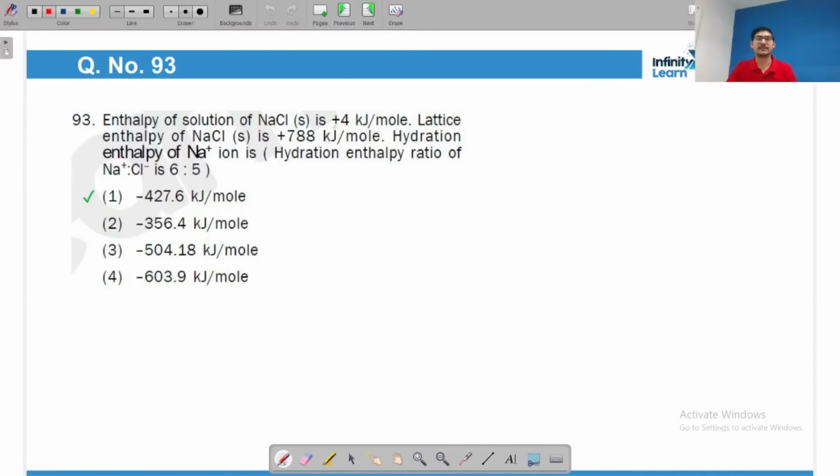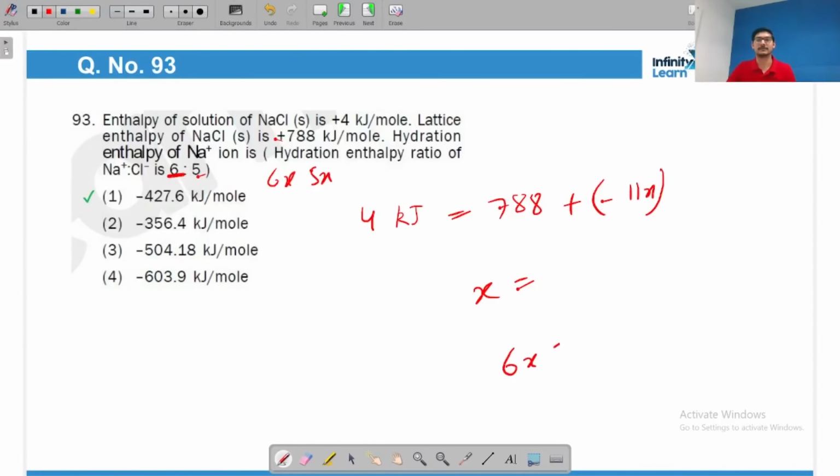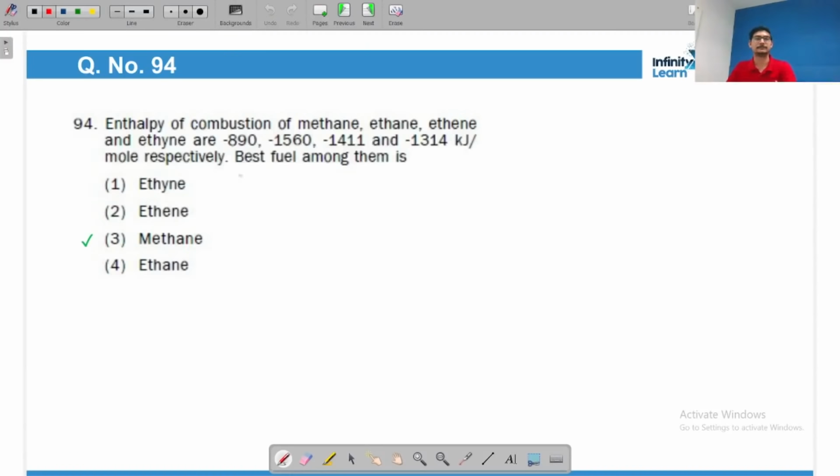Enthalpy of solution of NaCl is 4 kilojoule per mole. So yes, that is 4 kilojoule per mole. Now enthalpy of solution is lattice plus hydration. Lattice is 788, guys. And hydration is how much? The hydration enthalpy of NaCl, actually the ratio is given as 6 is to 5. So let us call them 6x and 5x. So it will be 11x, right? And remember, hydration enthalpy is negative, right? So you solve this equation, you find out x, and your answer will be 6x, right? So that will be approximately minus 427.6.